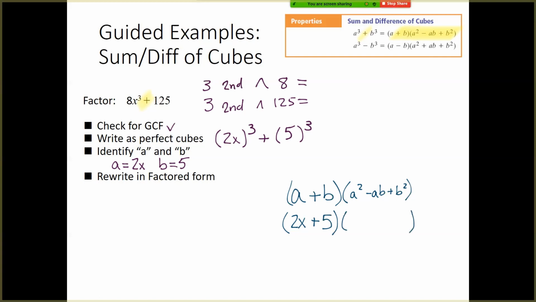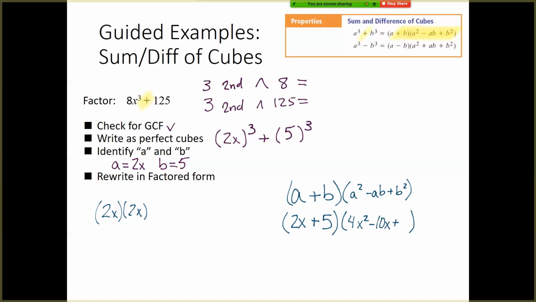For my second set of parentheses, the first term, I want A squared. So I'm going to have to take 2x and square it. If I square 2x, that means I'm going to take 2x times 2x. What's 2x times 2x? 4x squared. Minus A times B. If I multiply 2x times 5, what do I get? 10x, perfect.